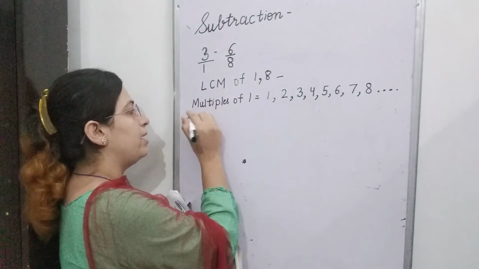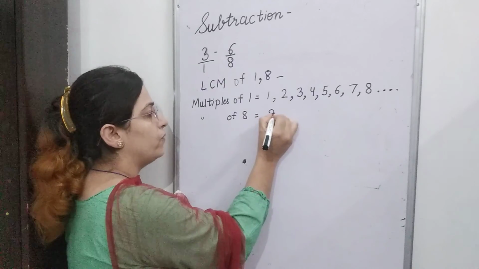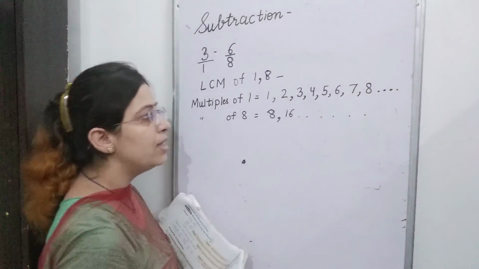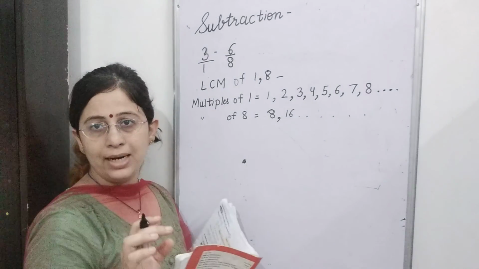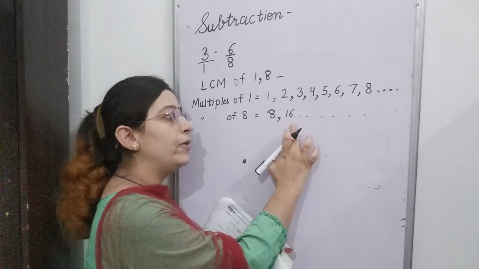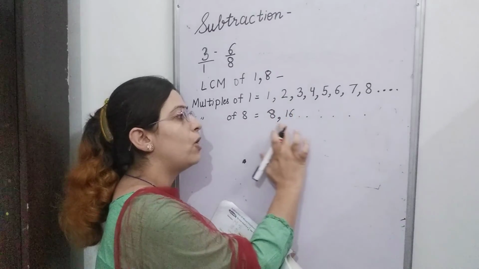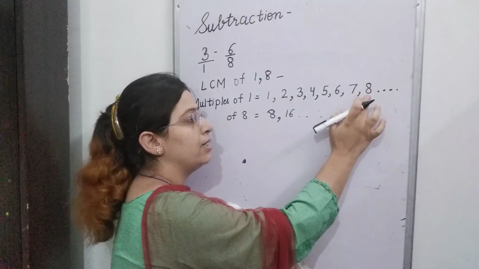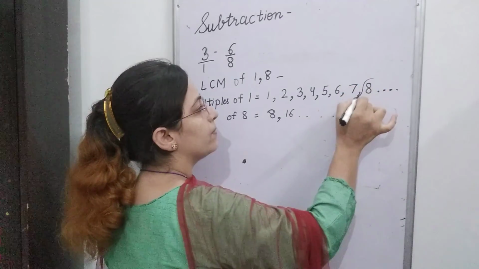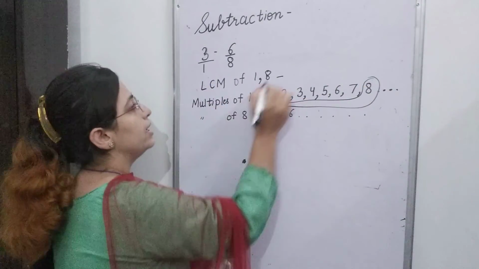Now we will write the multiples of 8. 8 times 1 is 8. 8 times 2 is 16. This we can carry on. Okay. Now we have to find the common multiple. That is above and that is down also. So you can see 1 is here but not here. 2 is here but not here. But there is a number 8, that is upper and down both sides. So we can say the LCM of 1 and 8 is 8.